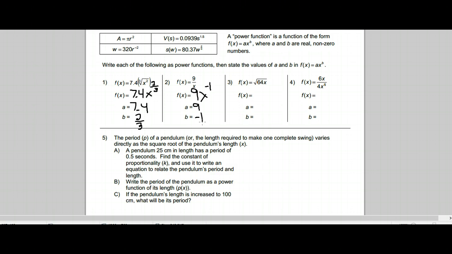Alright, check out number 3. F of x equals the square root of 64x. So remember how you can break it apart. This is the square root of 64 times the square root of x. Then the square root of 64 is 8. Then we have the square root of x. Well, that's going to be times x to the 1/2 power. Remember that the denominator 2 comes from this understood square root right here. So then a equals 8 and b equals 1/2.